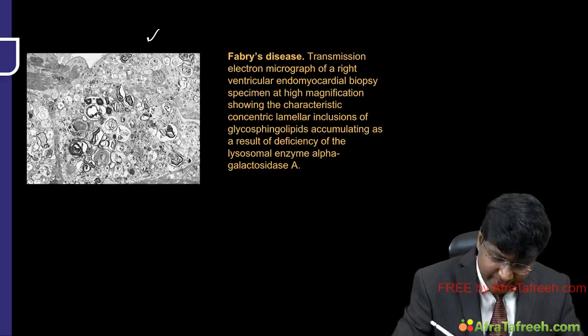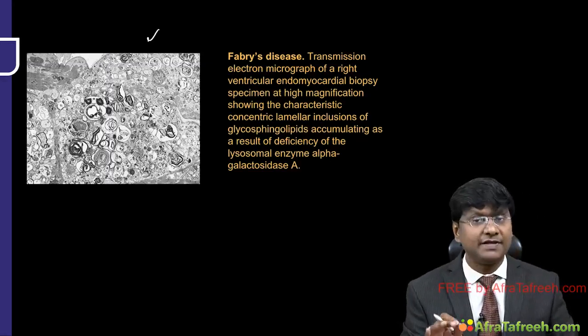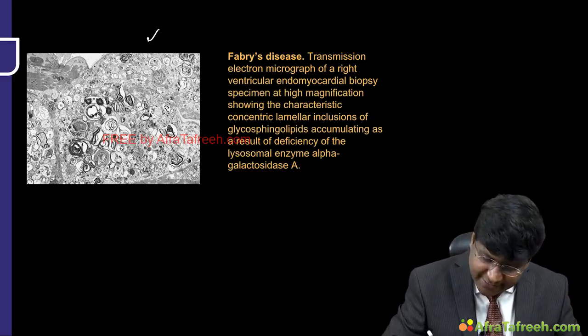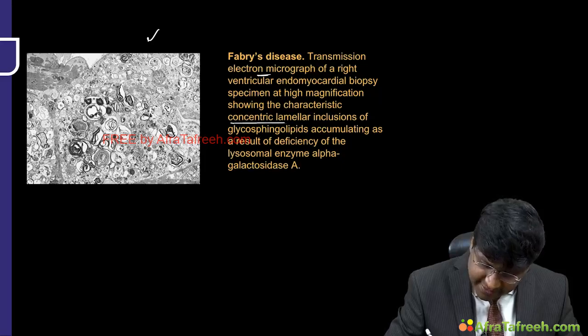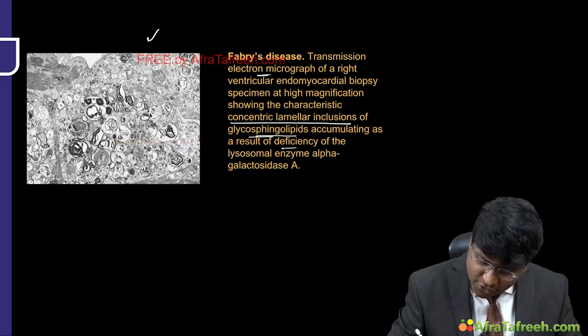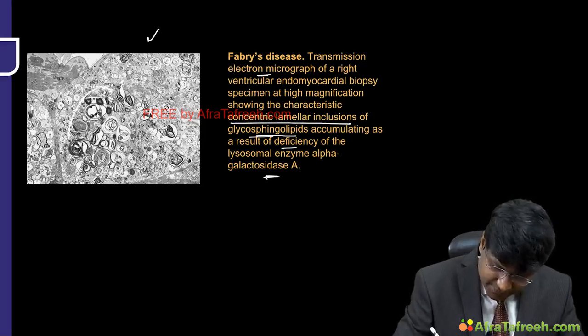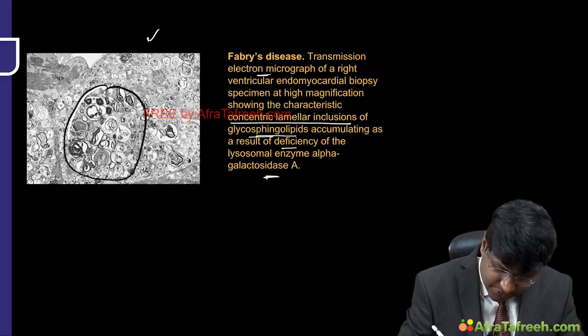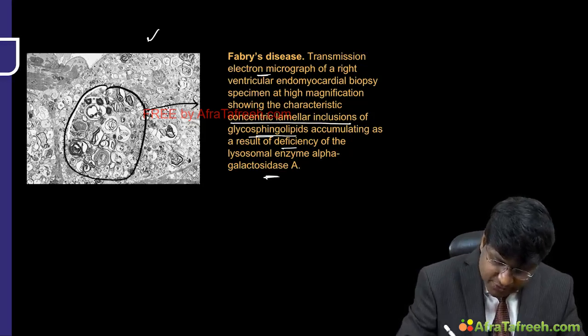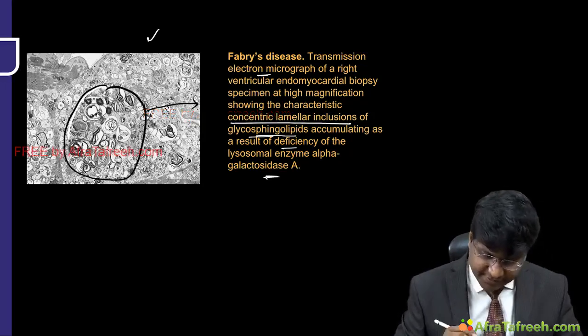So this is the endomyocardial biopsy picture of Fabry's. This is the electron microscopic picture where you can see the concentric lamellar inclusions of sphingolipid accumulation as a result of deficiency of the lysosomal enzyme alpha galactosidase A. So these are the accumulations that you will be able to see in Fabry's disease.